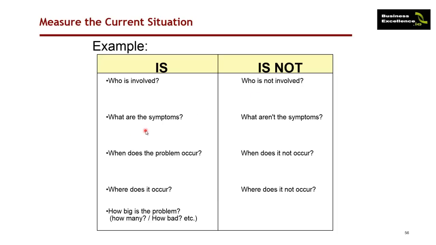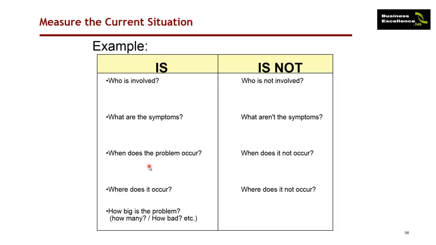We asked ourselves the question, what are the symptoms when this particular problem happens? Well, the symptoms are the customer actually gets a product that is incorrect. What aren't the symptoms is everything else. When does the problem occur? The problem occurs, from what we can see in the data, always. Every day, every shift, every warehouse. When does it not occur? From what we've seen, never.